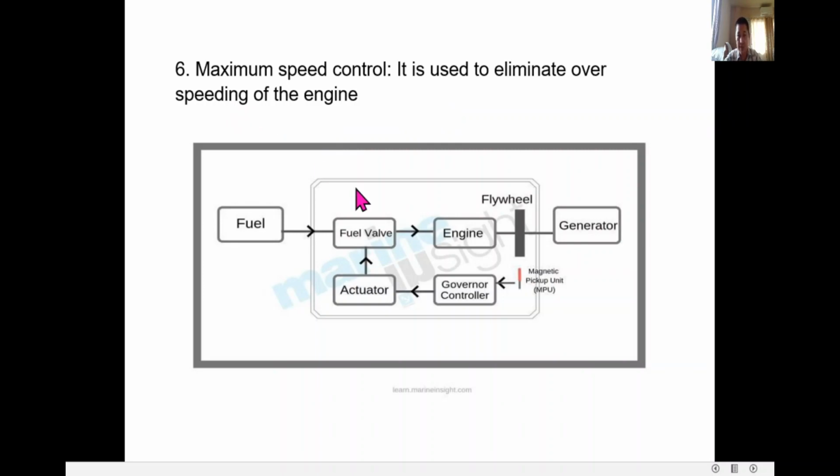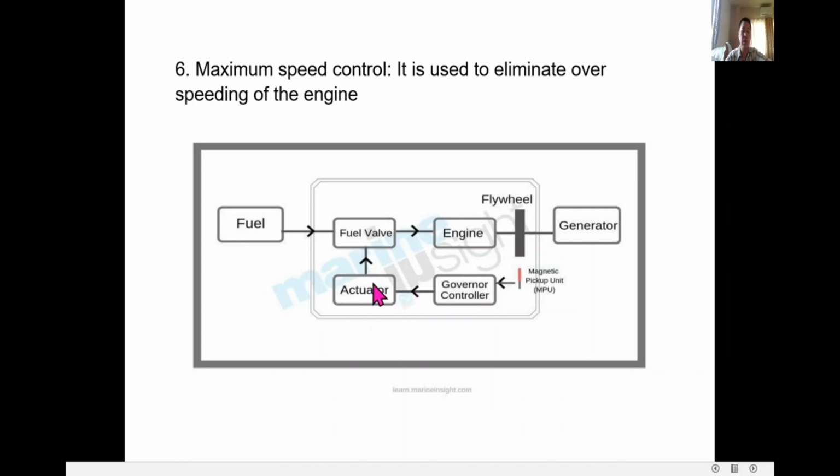So as you can see here, this is your flywheel and this is your engine. This is the load, the generator. In the flywheel, you have what we call the magnetic pickup unit, MPU, or the sensor. As the flywheel is rotating, the sensor is working, so it sends signals to the governor controller. The governor controller also sends a signal to the actuator.